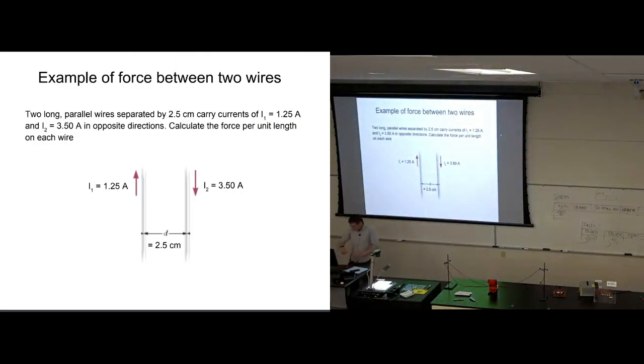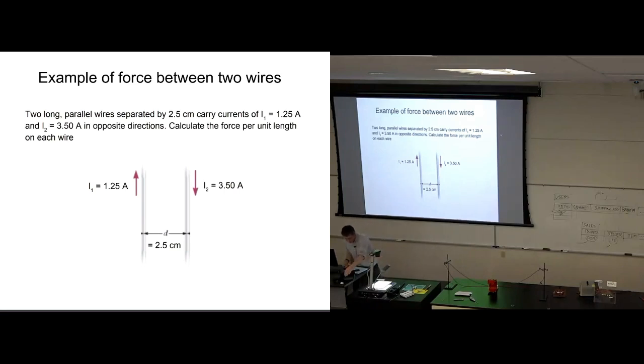And let's just do a quick example calculation. In this problem, I've got two currents flowing in two wires. One is flowing up and one is flowing down, and we're told the two currents, 1.25 amps and 3.5 amps. We're told the separation of the wires, 2.5 centimeters, or 0.025 meters, and we've got to calculate the force per unit length between the two wires, the force per meter between these two wires.